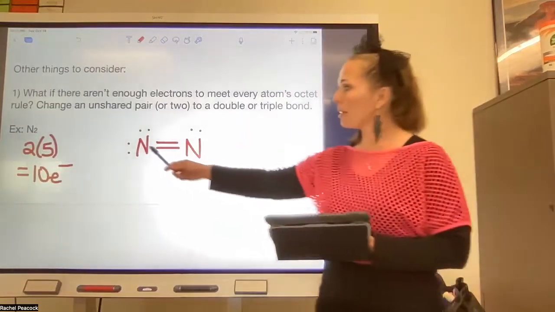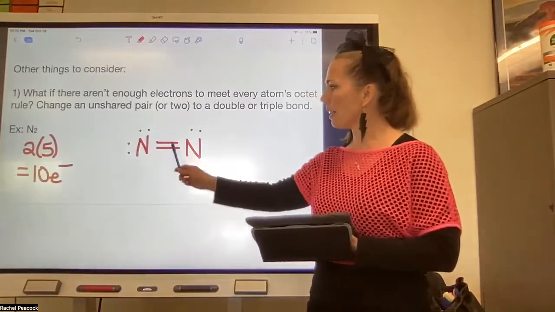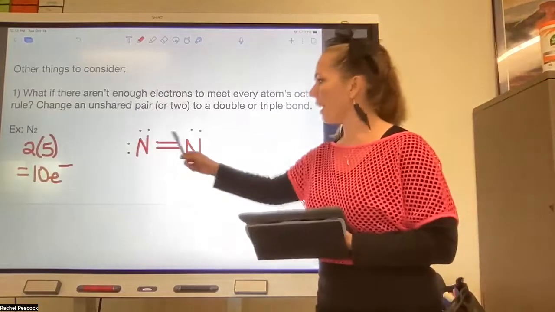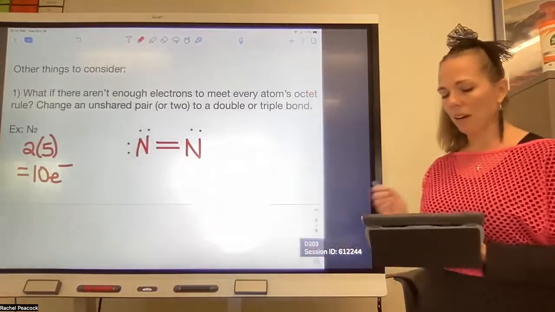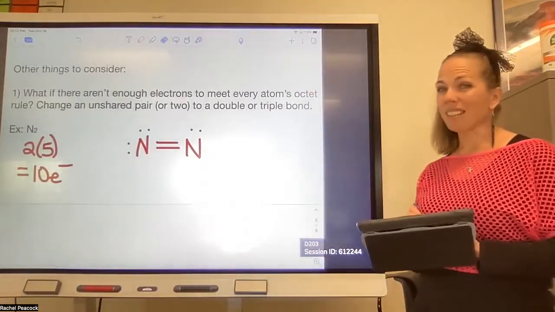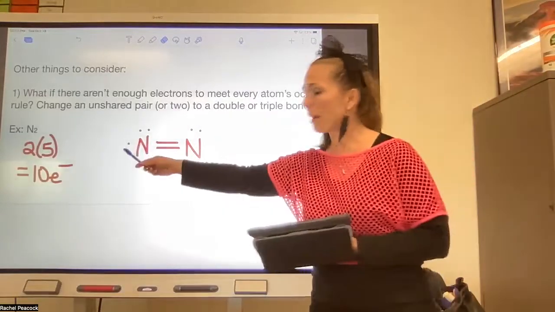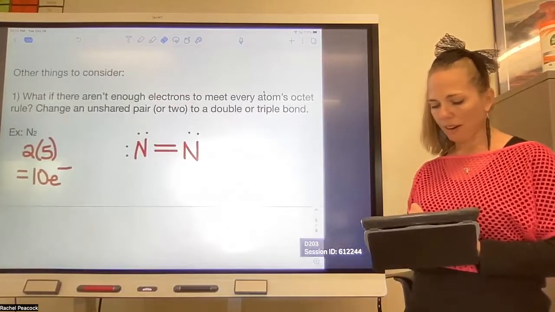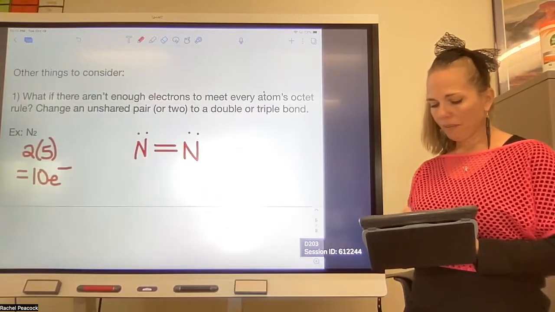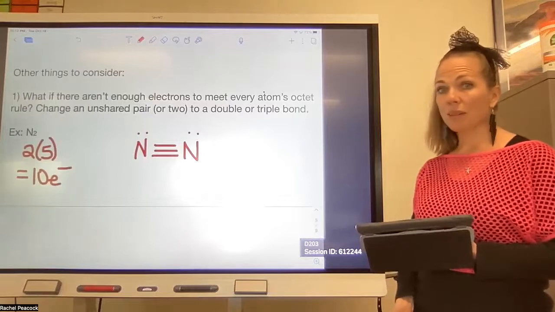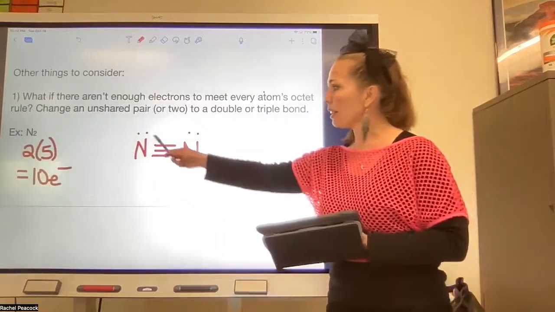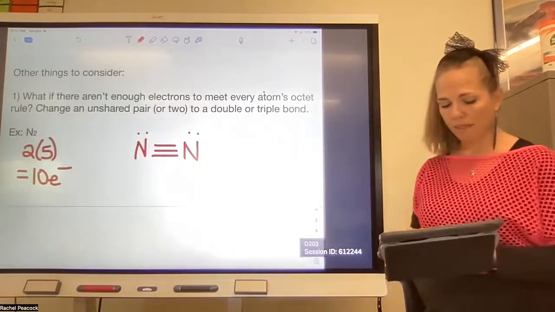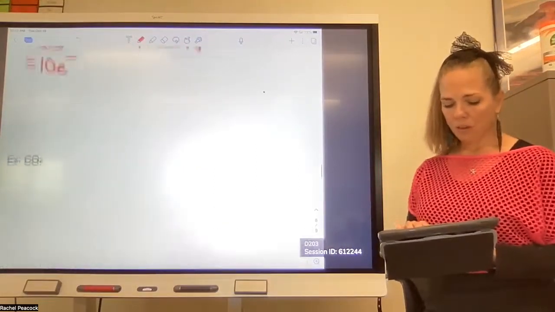Okay, so I'm still using 10, 2, 4, 6, 8, 10, right? But now this one has 8 and this one has 6, so we're getting closer. But you can see with nitrogen, we're not done. We're going to have to erase this pair of dots also over here on the left. Okay, so you're going to erase those dots. Change that to a line. Now we have 2, 4, 6, 8, 2, 4, 6, 8. We use 10 electrons total. Everybody's happy.